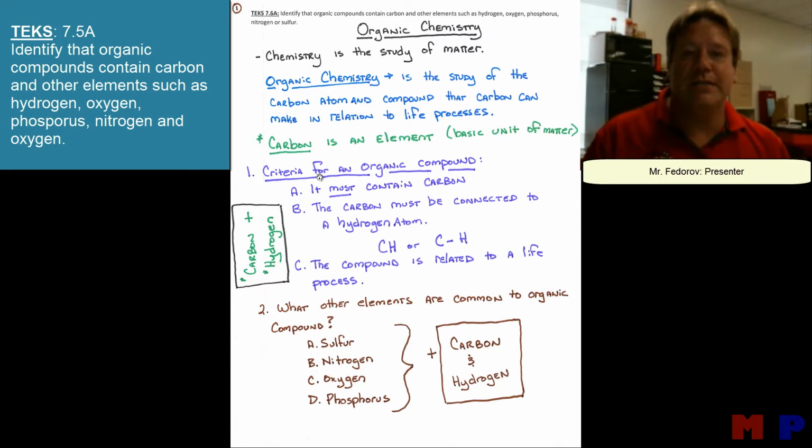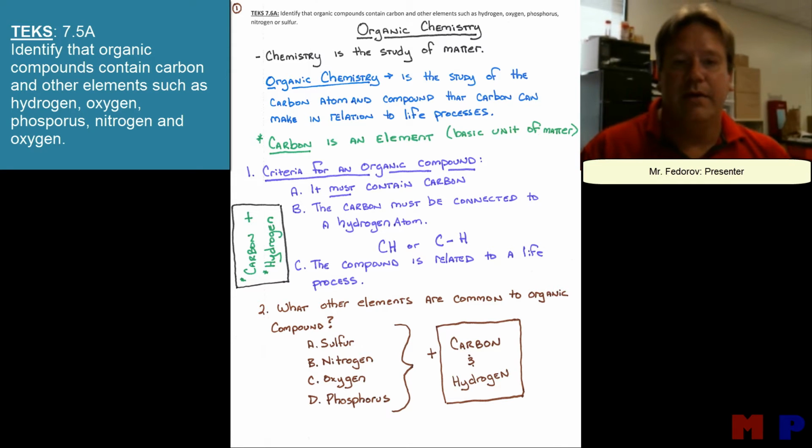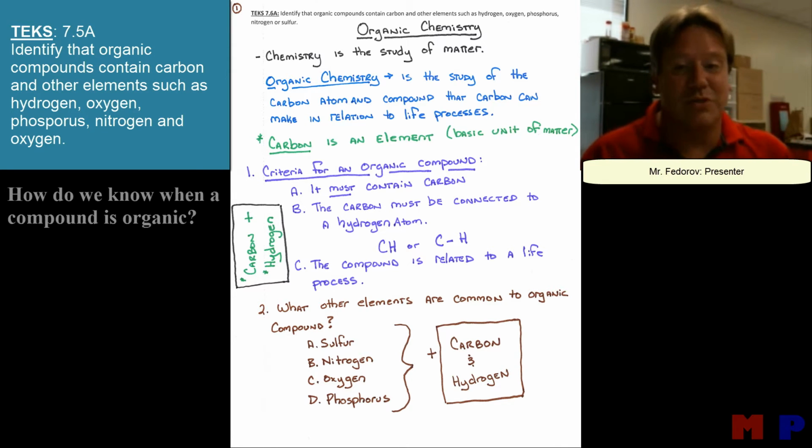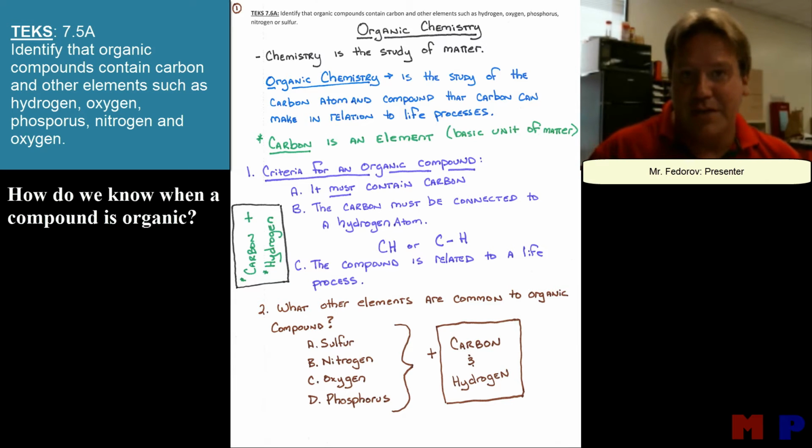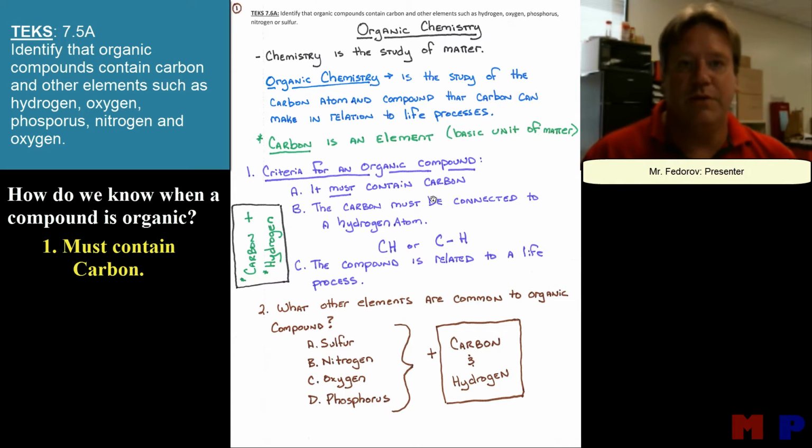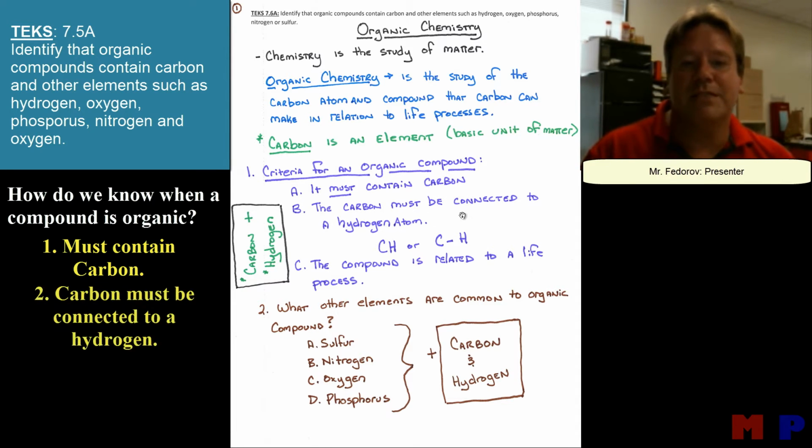There are some criteria that we look at to identify when compounds are considered organic. Criteria means they're kind of like rules. So these are rules that we generally use to identify organic compounds. The first one is an absolute must: it must contain carbon. The element or the compound has to have carbon in it. The second one is that the carbon must be connected to a hydrogen atom. So hydrogen has to actually be present as well. Those two are really critical in organic chemistry and in organic compounds.